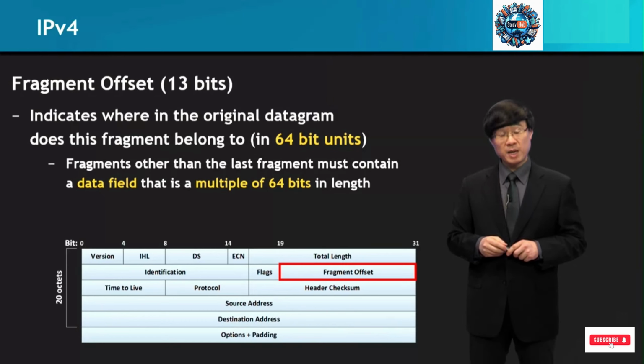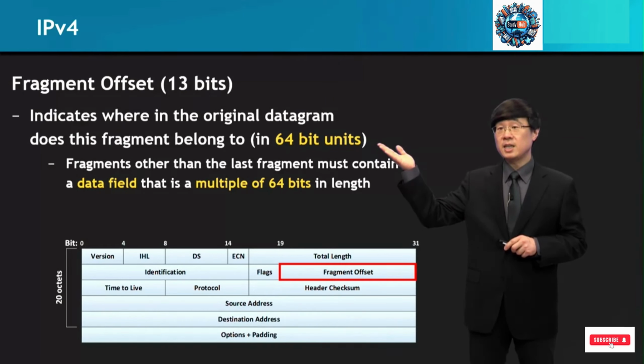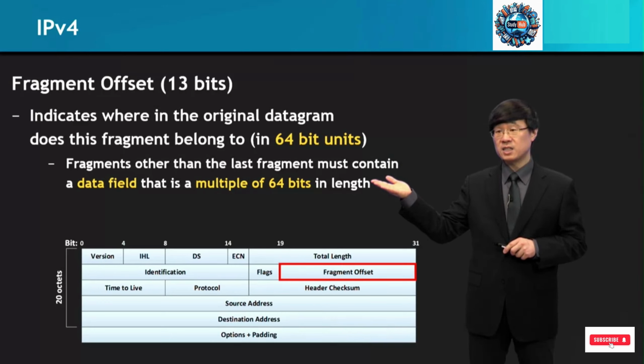Then there is the fragment offset. Now, this indicates where in the original datagram this fragment belongs. And fragments other than the last fragment must contain a data field that is a multiple of 64 bits in length.